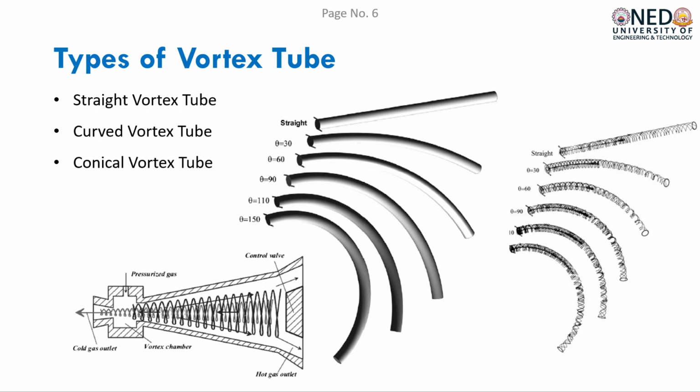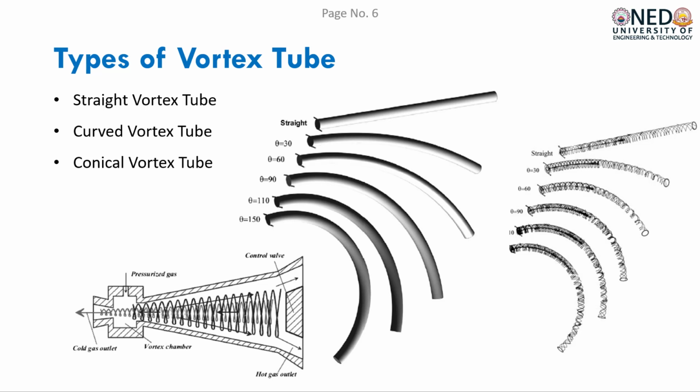According to flow pattern, there are two types of vortex tube, uniflow and counterflow. The uniflow vortex tube has both outlets for hot and cold stream at the same end, whereas the counterflow vortex tube has outlets at opposite ends. The efficiency of counterflow vortex tube is much higher than the uniflow type.